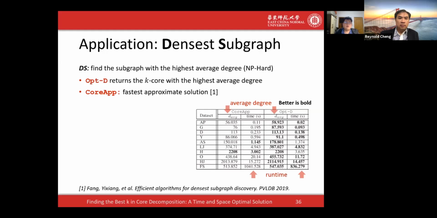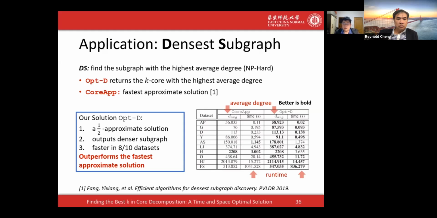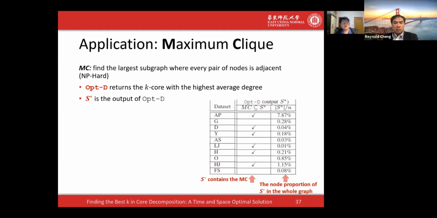For densest subgraph, our solution returns the k-core with the highest average degree, and we compare it to k-core APP, the fastest approximate solution. In the figure, the beta value is in bold, and we find that our solution is a half approximate solution, and it outputs denser subgraphs on all datasets, and it's faster in 8 out of 10 datasets, and it outperforms the fastest approximate solution.